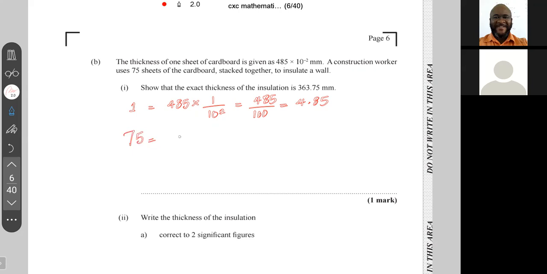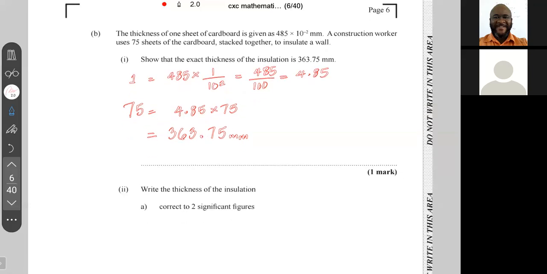So the thickness of 75 would be the thickness of one, 4.85 multiplied by 75. So let's multiply and see what we get. 4.85 multiplied by 75, and the answer there is 363.75 millimeters. So we're asked to show the thickness of the insulation. Now the insulation is 75 cardboard stacked together. Here it is.